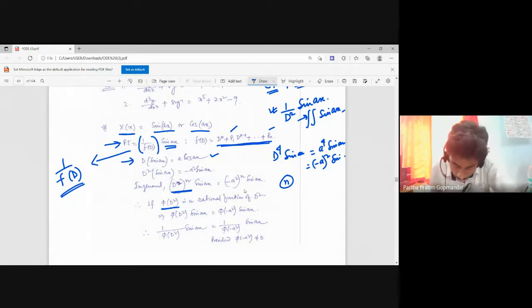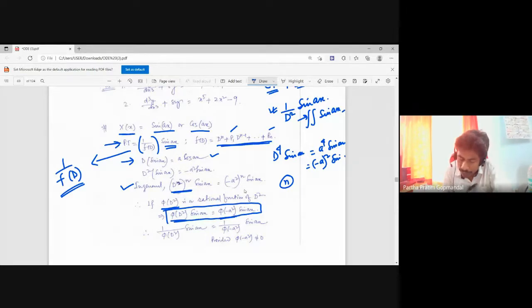Now let's say phi of D squared is given, which is a rational function of D squared, any function of D squared. Then if you operate this phi of D squared on sin ax, it will simply be phi of minus a squared times sin ax. You can verify it from this relation.